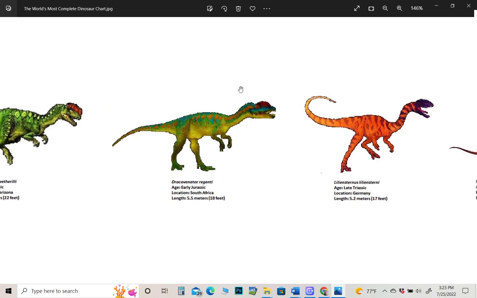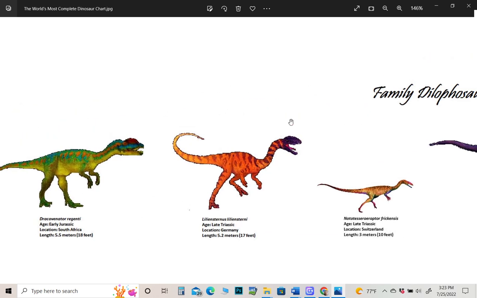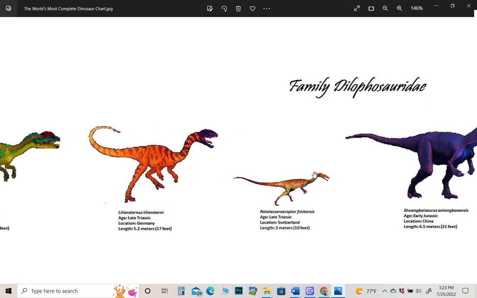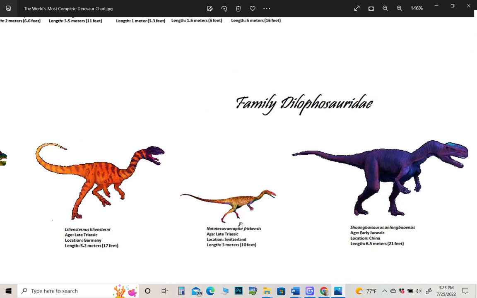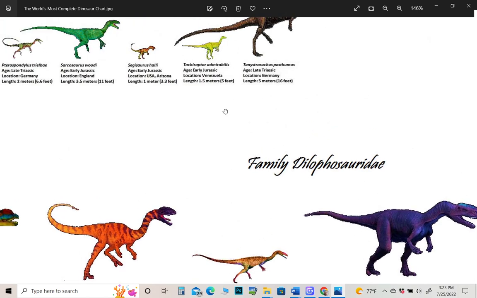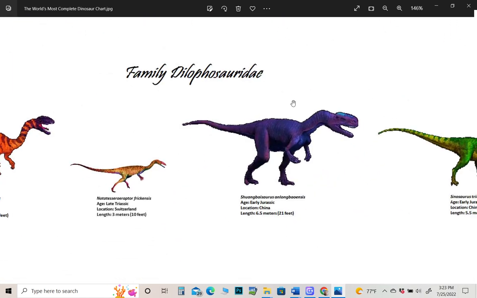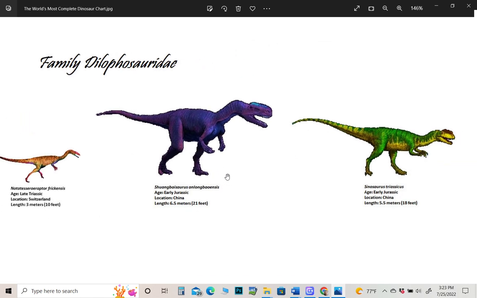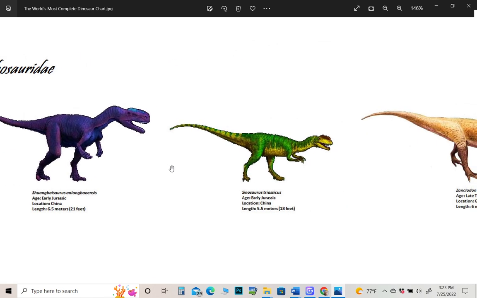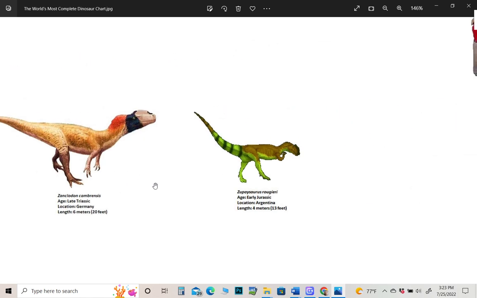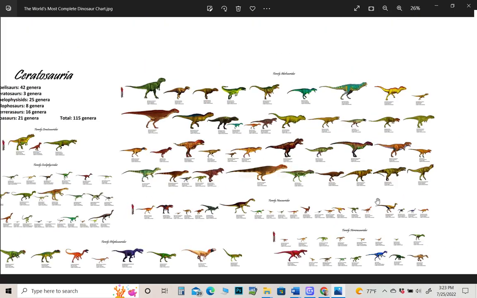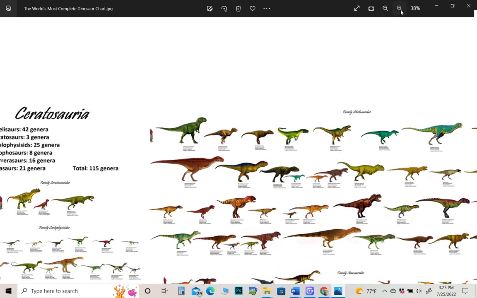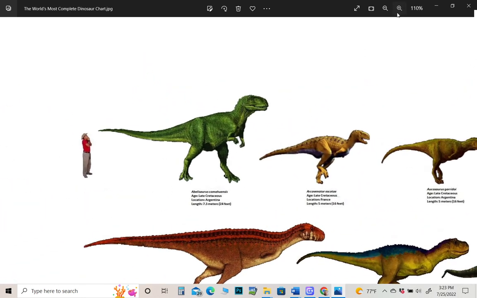Dilophosaurus, Dracovenator, Liliosternus, which I believe, by the way, this along with the next one, Notatesseraptor, were kind of transitional between Dilophosaurs and Coelophysids. So there's Notatesseraptor, Shuangbaisaurus, Sinosaurus, Zanklodon, and Zupasaurus. And next we are on to the Abelosaurs, the most famous of which is the Carnotaurus.